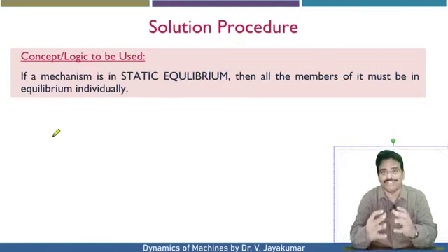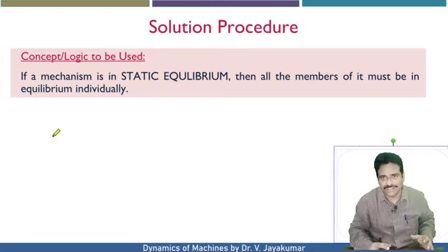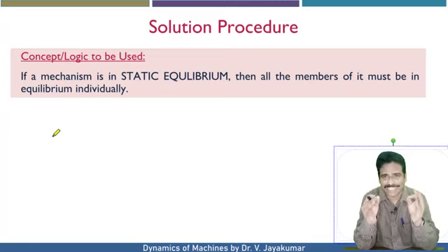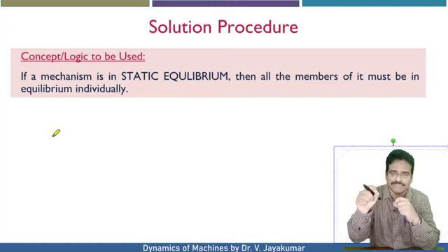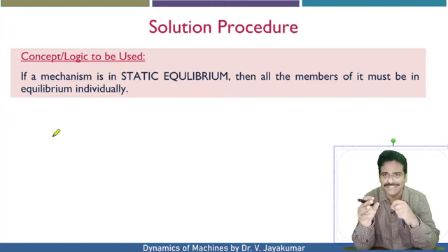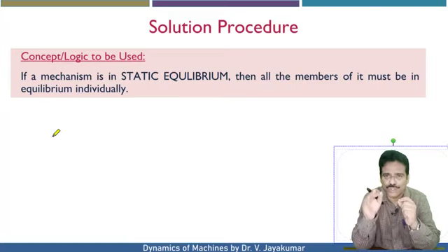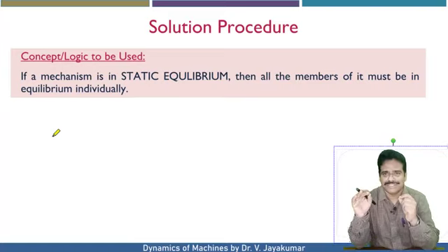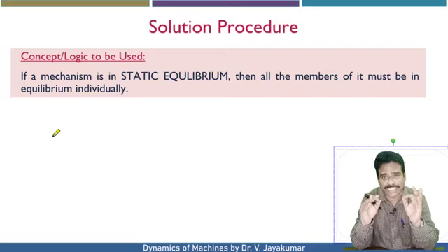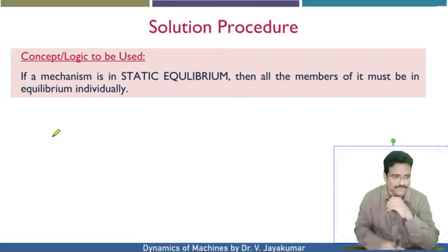What is the logic involved? What is the concept involved? The concept is so simple. When a mechanism is in static equilibrium, we can say that each and every link of the mechanism will be in equilibrium. So when I say the slider crank mechanism is in static equilibrium, then it is very important that all four links of the slider crank mechanism also should be in equilibrium. This logic gives us that it is a statics problem. I can draw a free body diagram for all the four links, and I can attack the problem the same way as we did it in engineering mechanics. Is that clear? This is the concept used.